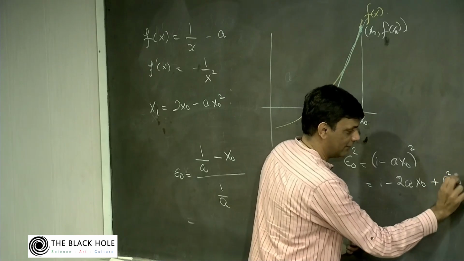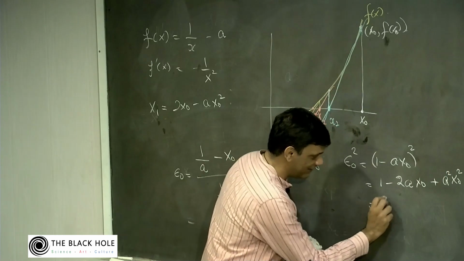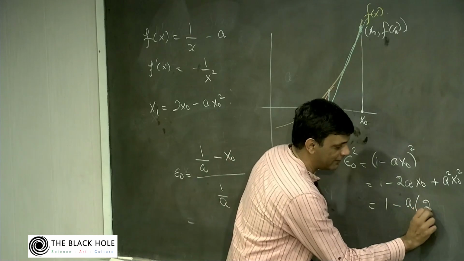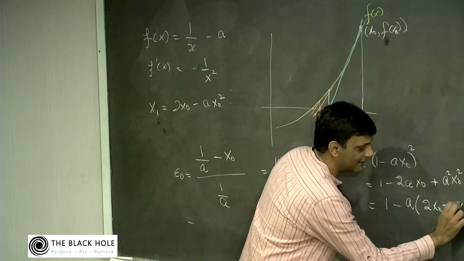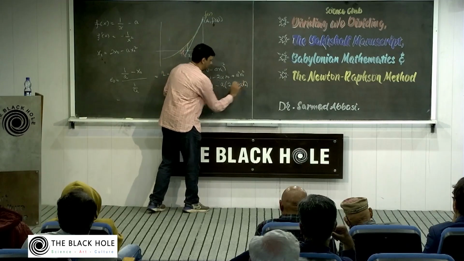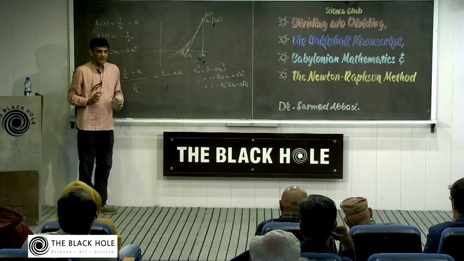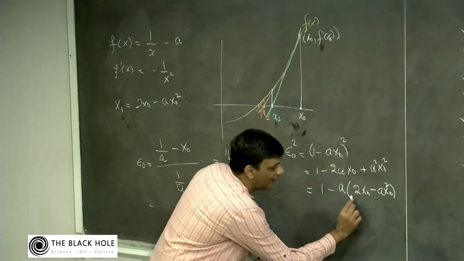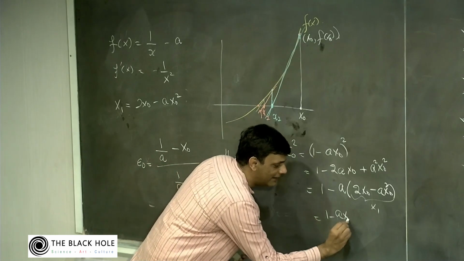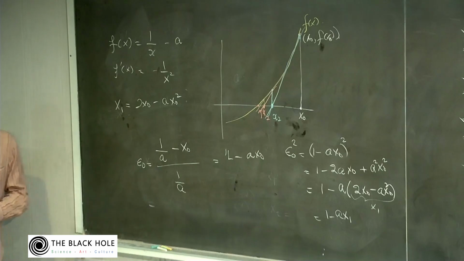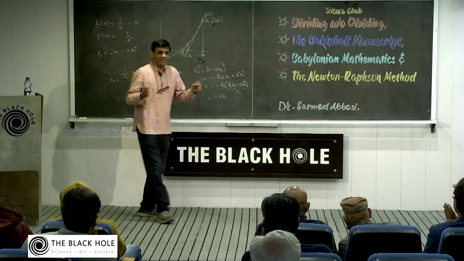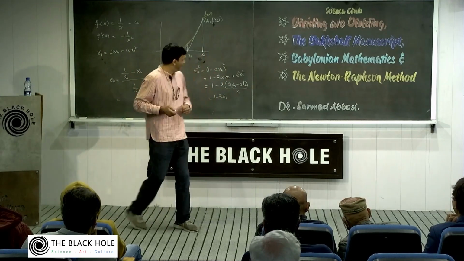A squared x naught squared. Okay? And this I can write as 1 minus, let me take out an a. So this is 2x naught minus ax naught squared, right? Do you notice something? Yes, x1. This is x1, so this is 1 minus a x1. Okay? So, just follow your urges, right? Especially if they are about squaring and ice creams.